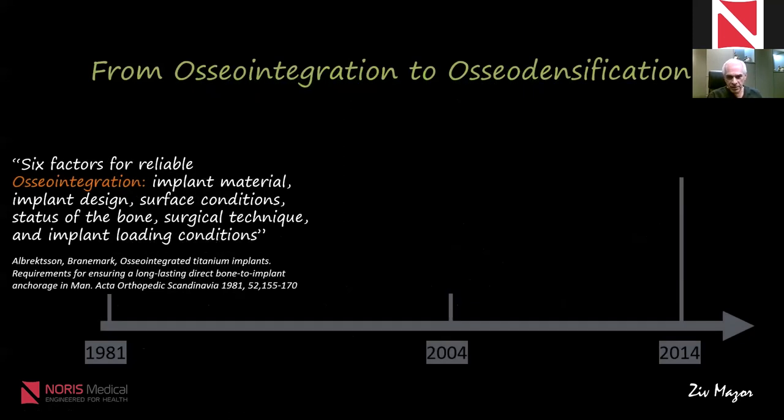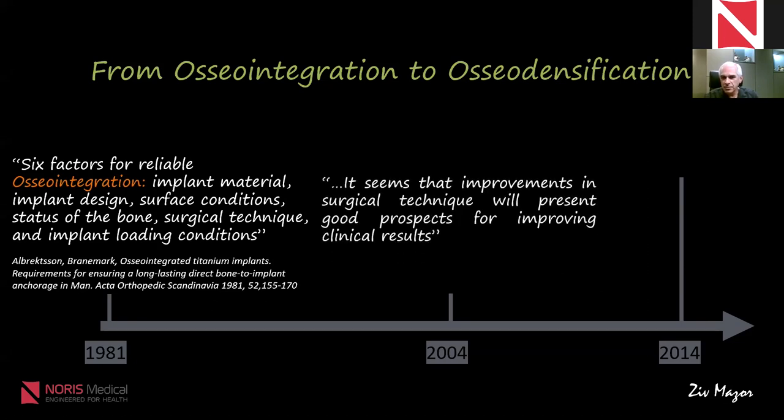Now, when implantology came around, in the late 70s, P.I. Brånemark, the godfather of implantology, came out with the assumption that there are six factors for reliable osseointegration: implant material, the design of the implant, the surface conditions, the status of the bone, the surgical technique, and the implant loading conditions. The same group of Brånemark came out 20 years later with the declaration that it seems that improvements in the surgical technique will present good prospects for improving the clinical result.